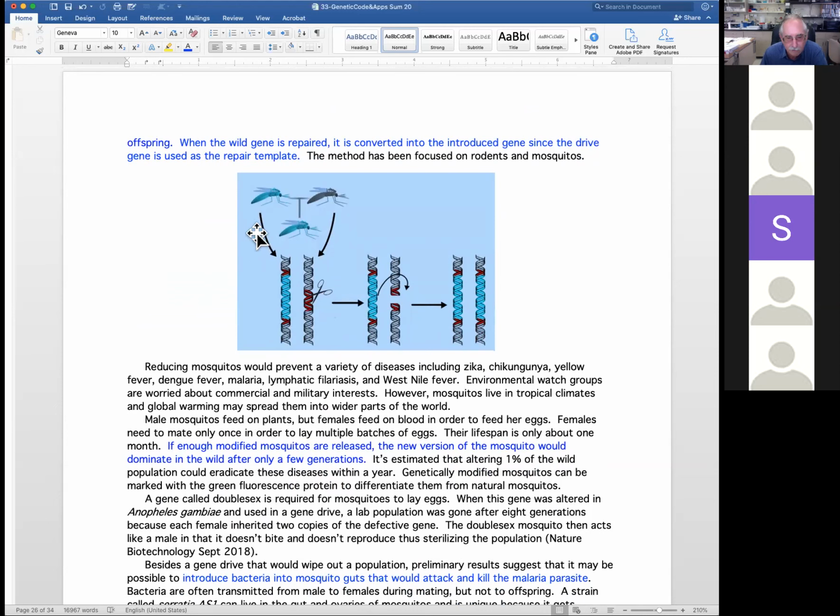So here's the introduced gene, right? That comes from the male or the female. Here's the one from the other parent. So you damage this, right? And then it goes through a repair process and it uses this to cut and damage that. So it has to be replaced. And what's it replaced with? Itself. So now this organism, when it goes through sexual reproduction, both of the offspring will get the gene drive. See how that works?